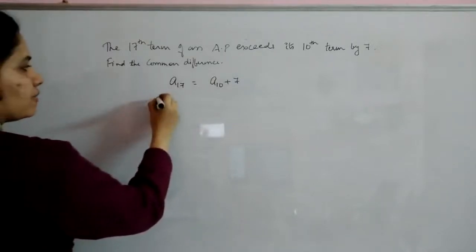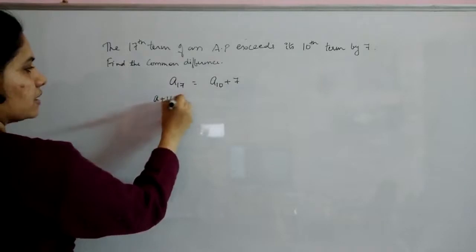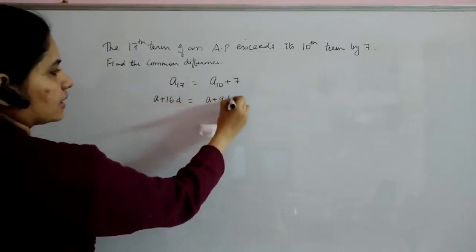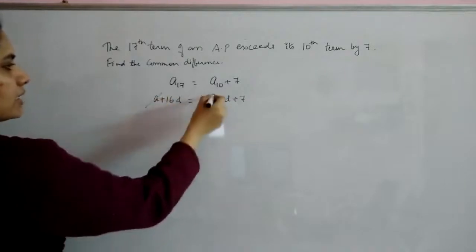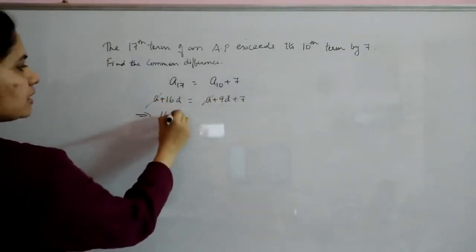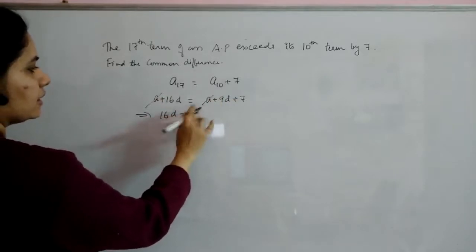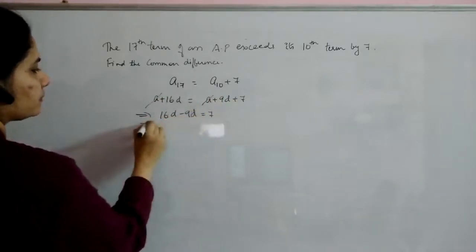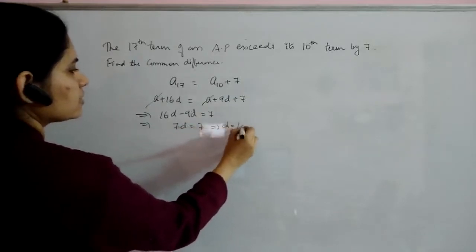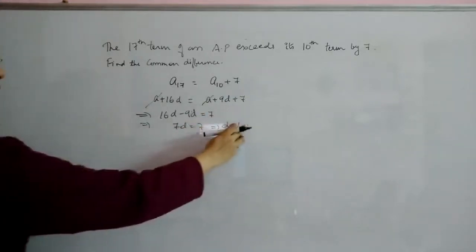What is A17 by definition? It is A plus 16D is equal to A10, as A plus 9D, plus 7. So that A gets cancelled. You will get 16D minus 9D is equal to 7. That is 7D equal to 7, or D is equal to 1, right?